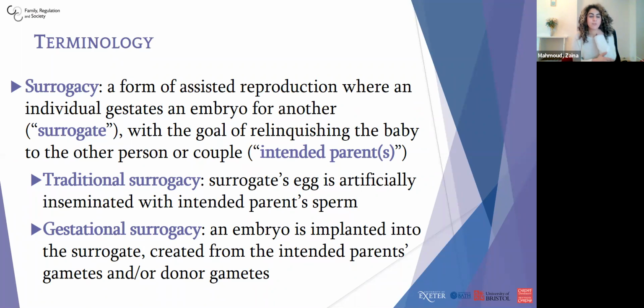Surrogacy refers to a form of assisted reproduction where an individual gestates an embryo for another, with the goal of relinquishing the baby to another person or couple, known as the intended parent or parents. Surrogacy is split into two forms: traditional surrogacy, where the surrogate's egg is artificially inseminated with the intended parent's sperm. Here, the surrogate is genetically related to the baby. Or gestational surrogacy, where an embryo is planted into the surrogate, and this embryo is created either from the intended parent's gametes or a combination of an intended parent gamete and donor gamete.